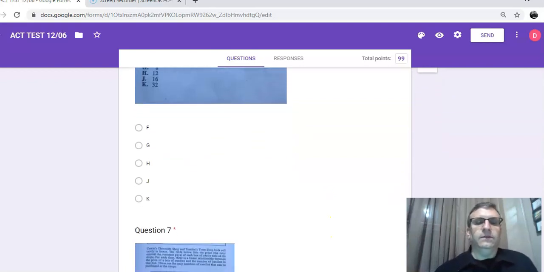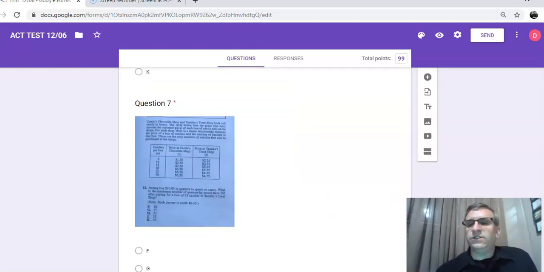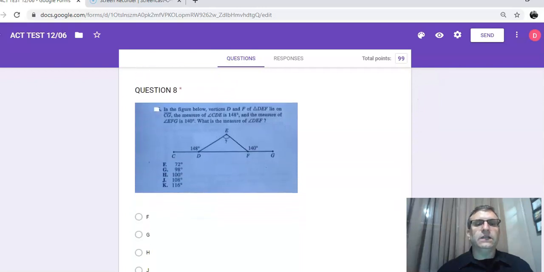Question 7. You will see part of this question again later on, but right now you're just reading this part. You have two bakeries that they're comparing. This particular person walks in with $10 in quarters. What is the maximum number of quarters he would have left after paying for a box of 25? So there's a box of 25, and there's 425. Solve from there.